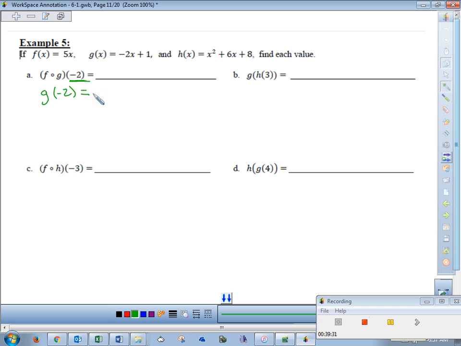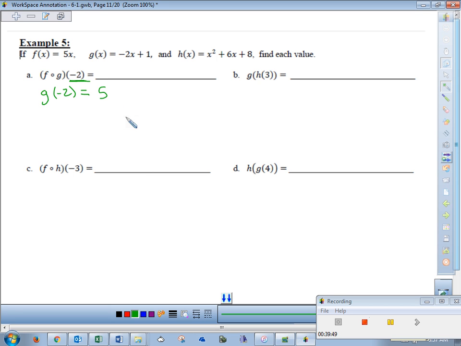down. You can do a lot of this stuff mentally, though, because it's really not that hard. Or you can even put it in your dang calculator. I don't care, but I want to see what g of negative 2 is. So negative 2's got to go in here into the g function. Wouldn't that give you 4 plus 1, which is how much?